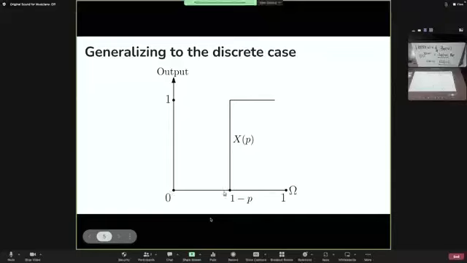So does this step function here make sense? Basically, I'm using the same probability space. I'm choosing a uniform omega from 0 to 1. And now this point here is 1 minus p. So if I land in this region of probability p, I'm going to get a 1. Otherwise, I'm going to get a 0. Does that make sense? Yeah, people are nodding yes.